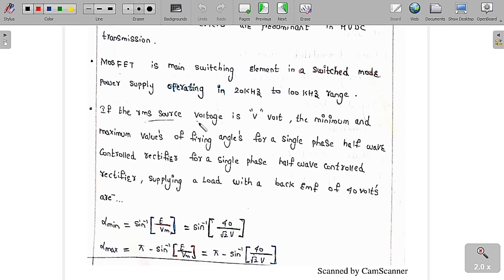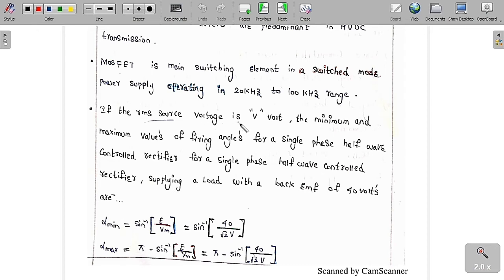If the RMS source voltage is V volt, the minimum and the maximum values of the firing angle for a single phase half wave control rectifier supplying a load with a back EMF of 40 volts. So single phase half wave control rectifier means single phase, where we are going to basically use a thyristor with some load. So we can see that here, like an RE load.